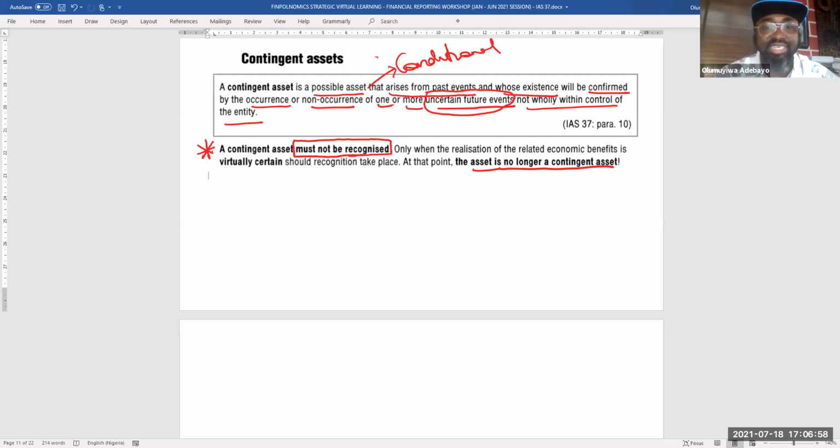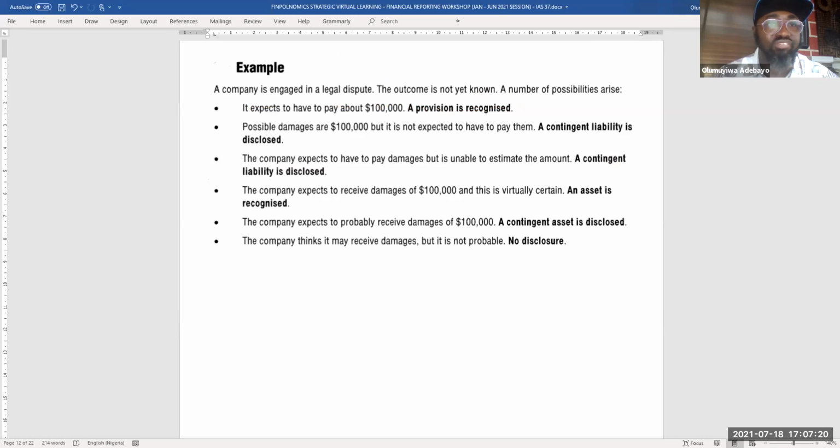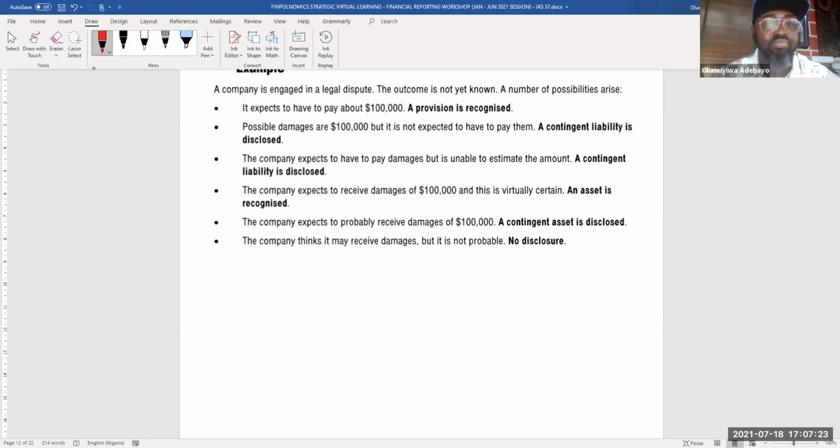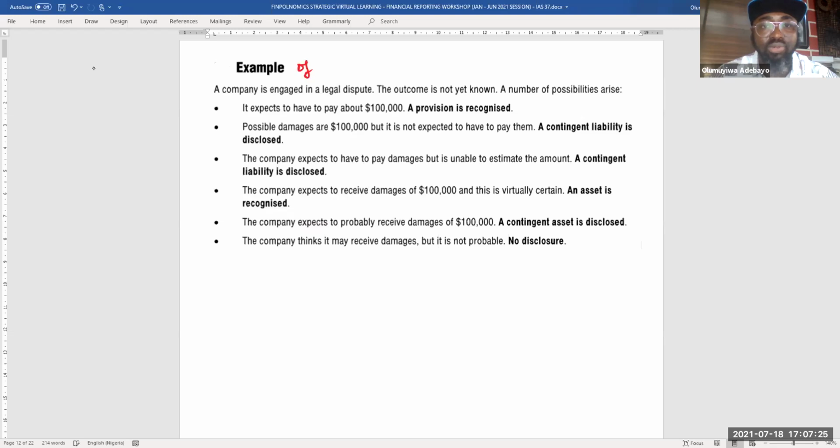Now let me give us an example. Now let's look at examples of contingent assets. Can somebody read this out for us?